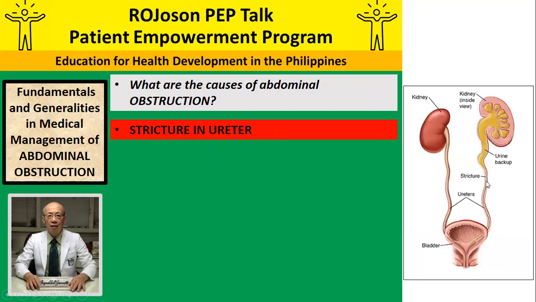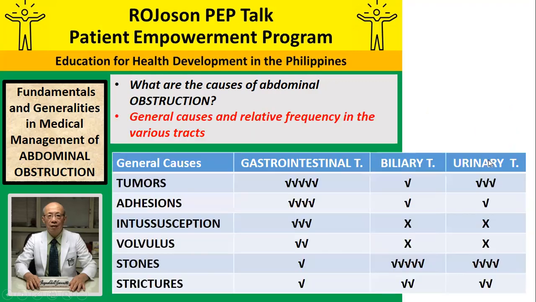Stricture in the ureter dito. So not stone but stricture. So you can cause urinary tract obstruction. So again, this just shows the relative frequency of the various types of general causes. To repeat, tumors is the most common cause of gastrointestinal tract obstruction. Stones is most common in the biliary tract, and then also common in the urinary tract.